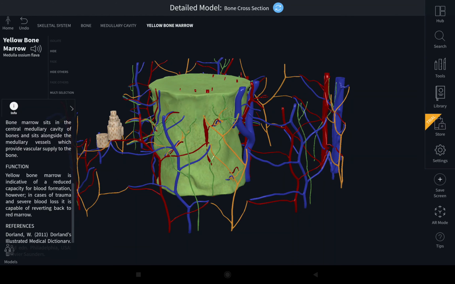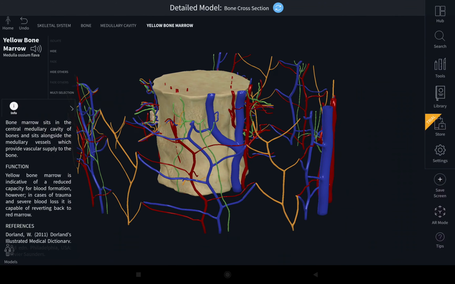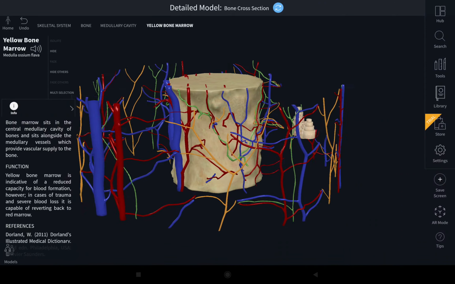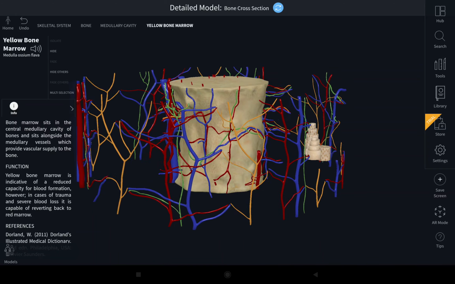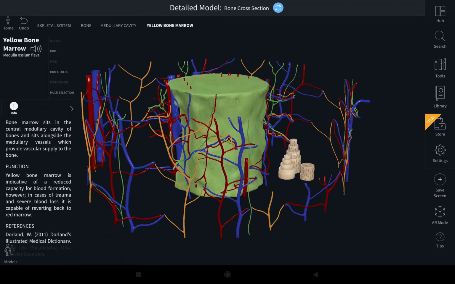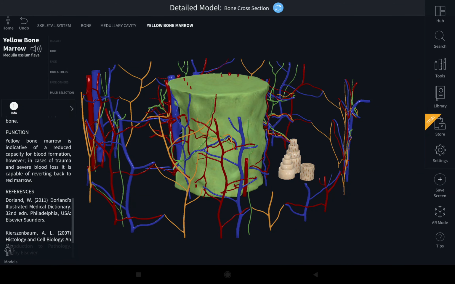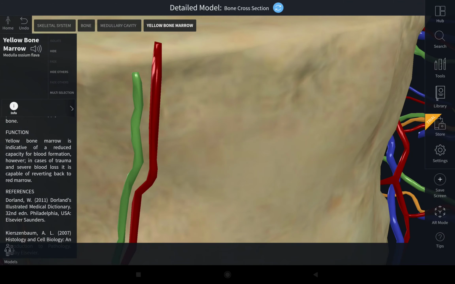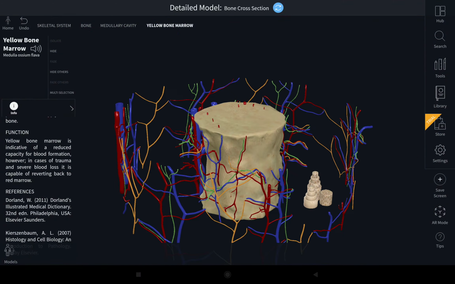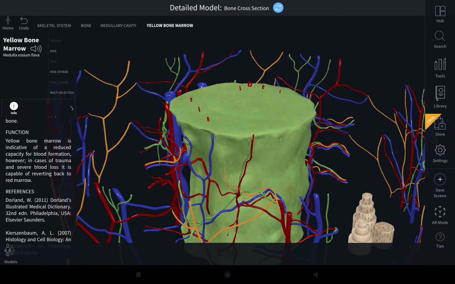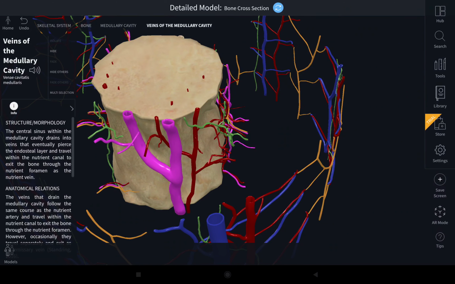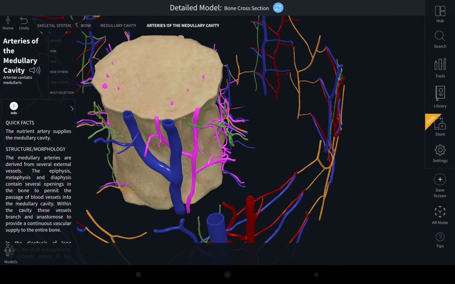Function: yellow bone marrow is indicative of a reduced capacity of blood formation. However, in cases of trauma and severe blood loss, it is capable of reverting back to red marrow. So this is the yellow marrow, or yellow bone marrow, and these are the medullary vessels. This is the veins of the medullary cavity, and this is the arteries of the medullary cavity.